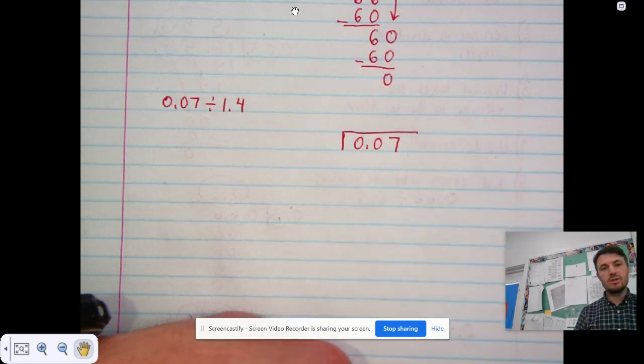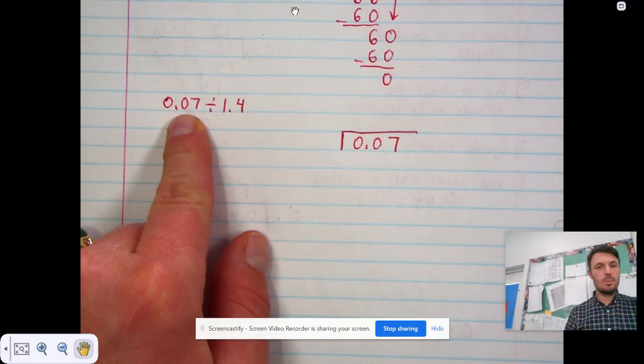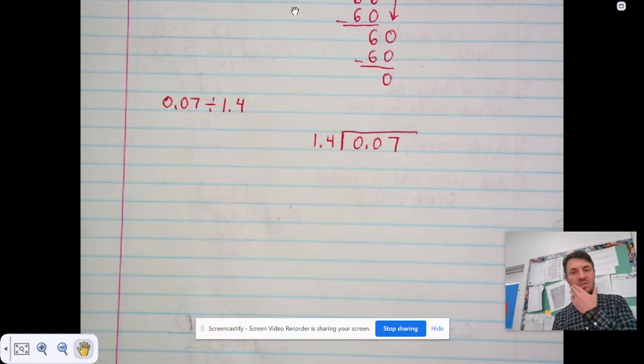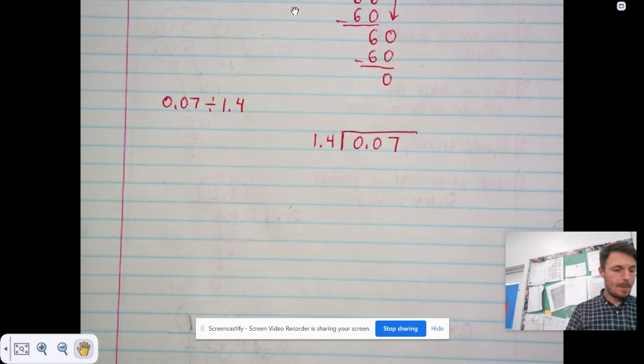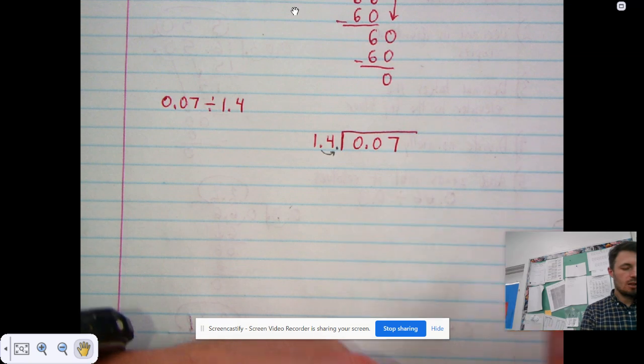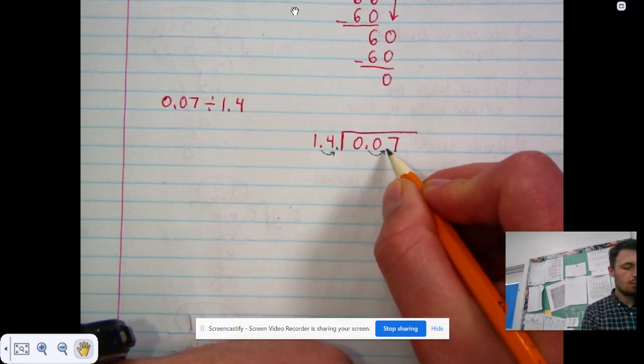So 7 hundredths goes in the house because it's the dividend. It comes first. 1 4/10 goes outside the house because it's the divisor. Now, the decimal hops over to the right, and he does the same thing here.